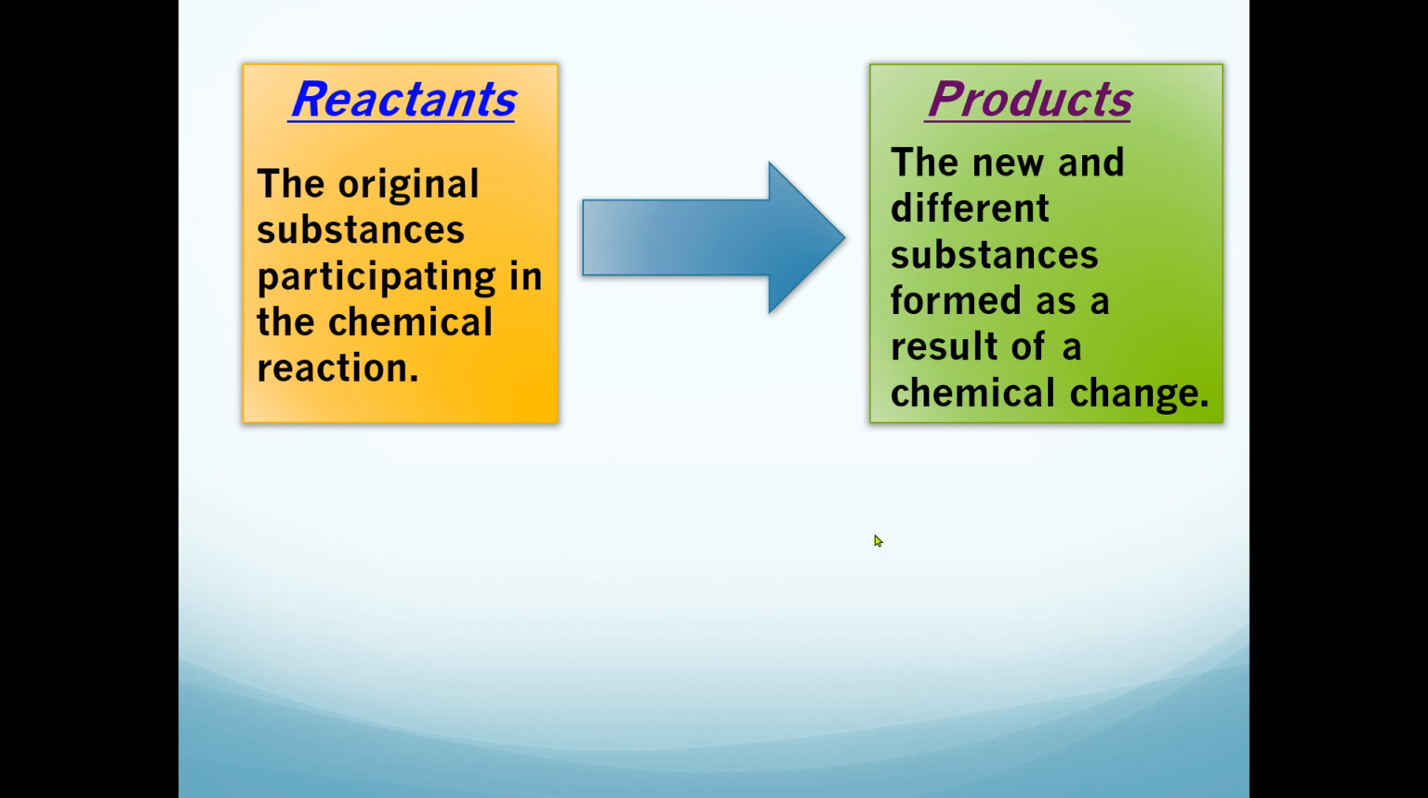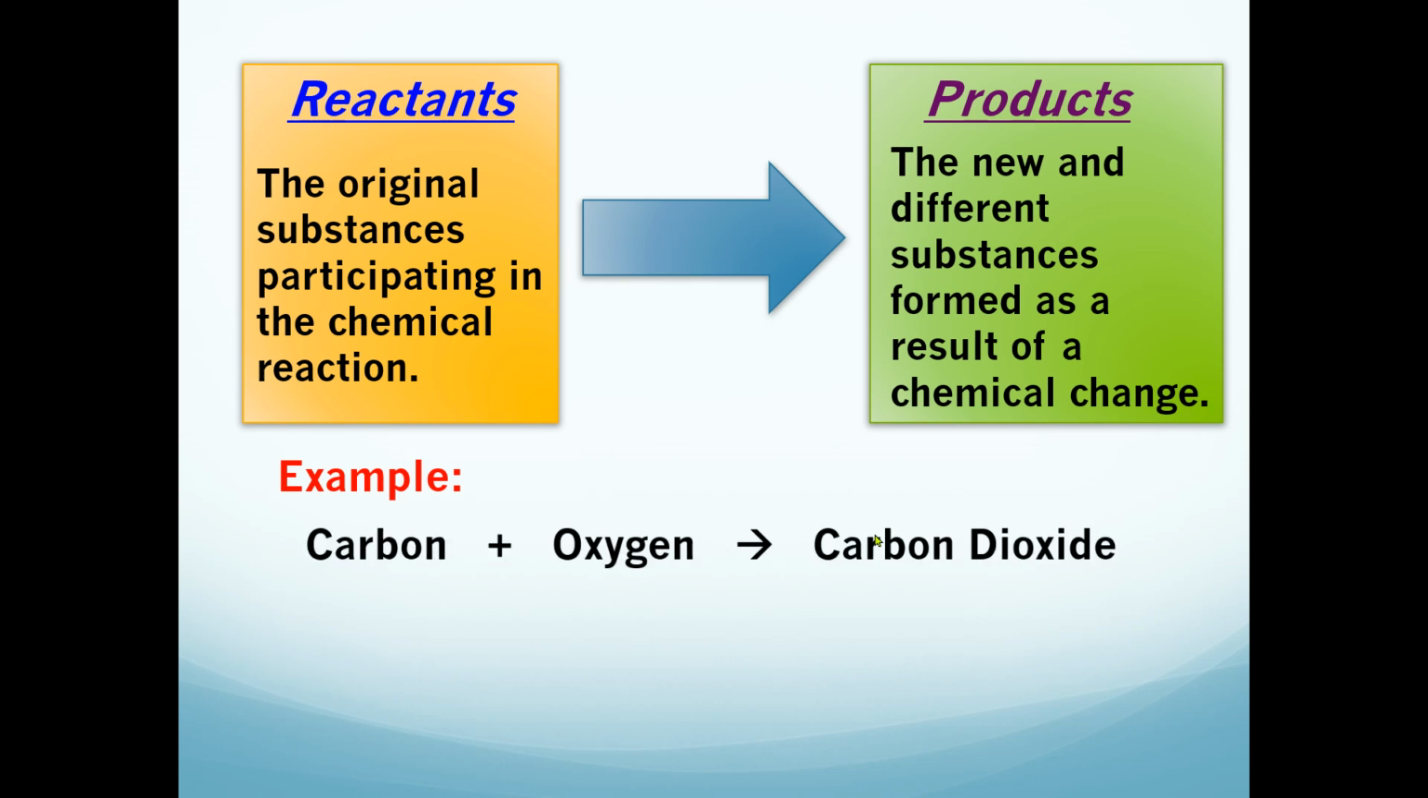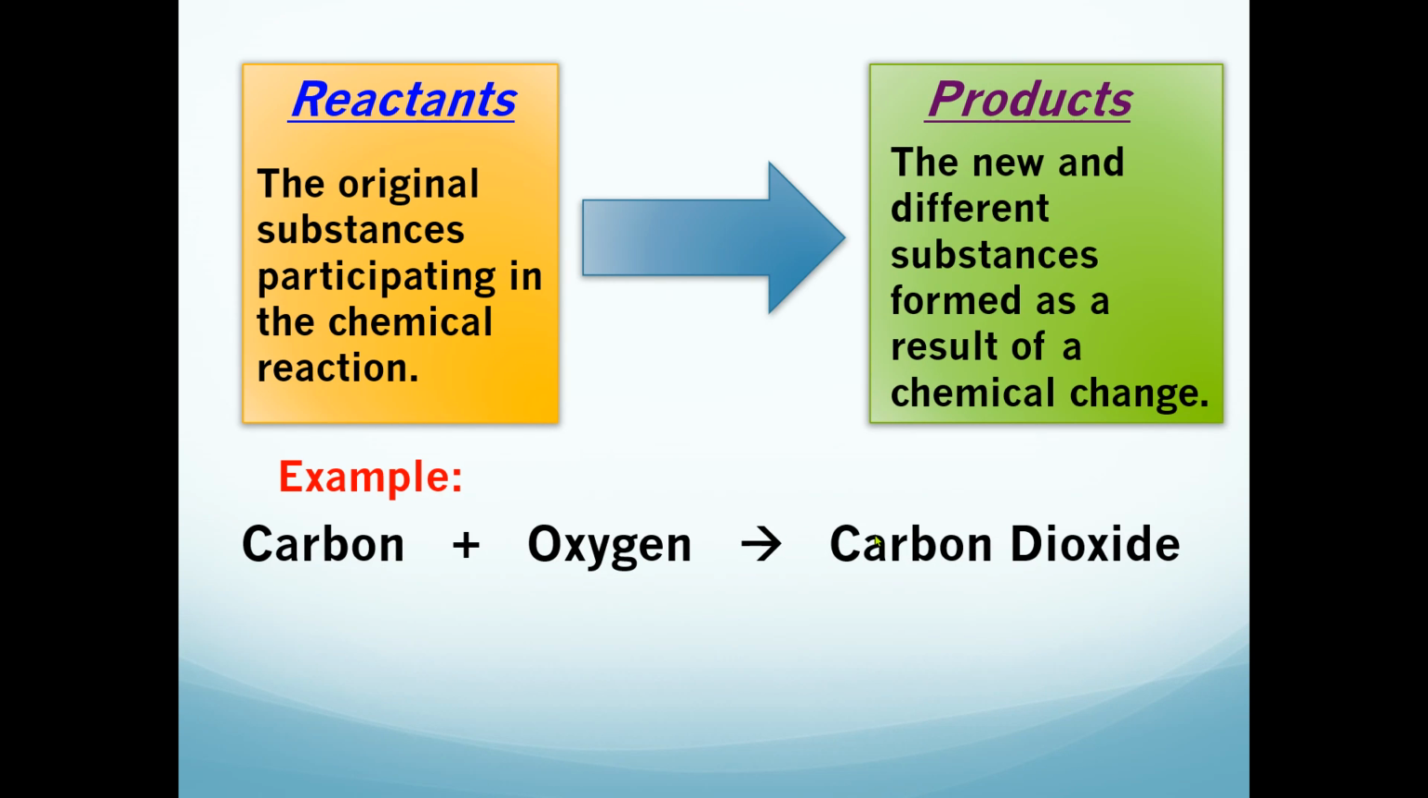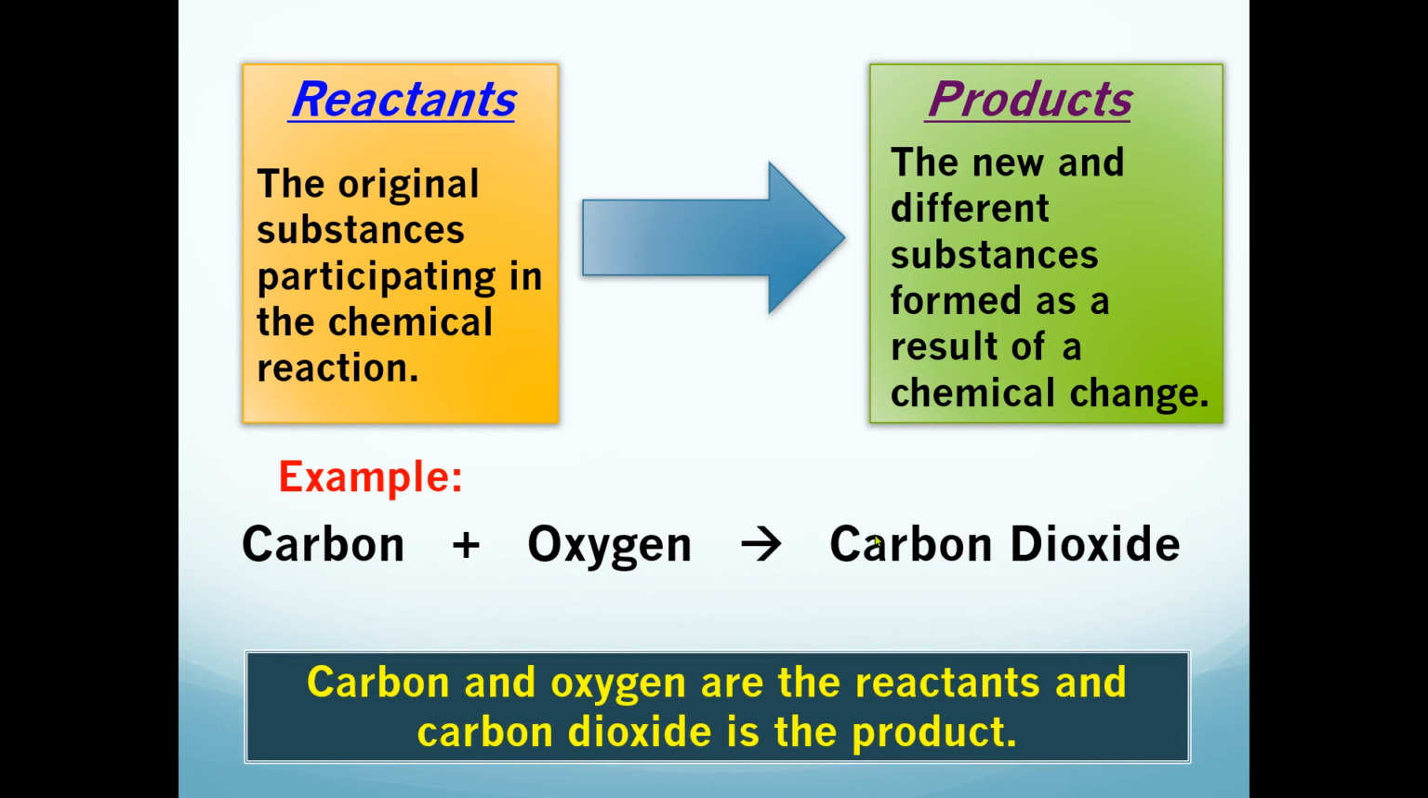If we add flour, salt, sugar, eggs, butter, all these reactants together, and we add heat to it, we now get a new product. We get a cookie. So reactants are the original substances all by themselves. A product is the new substance that they've created. Example, if we put carbon and oxygen together, we get carbon dioxide. Carbon and oxygen are the reactants, and carbon dioxide is the product.